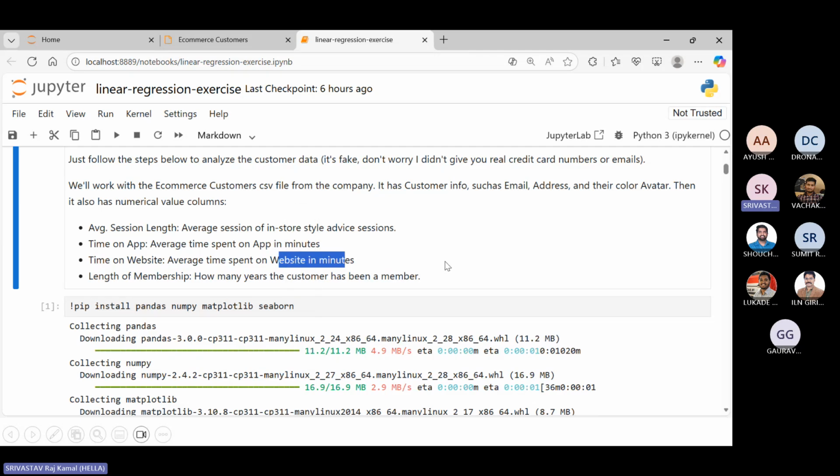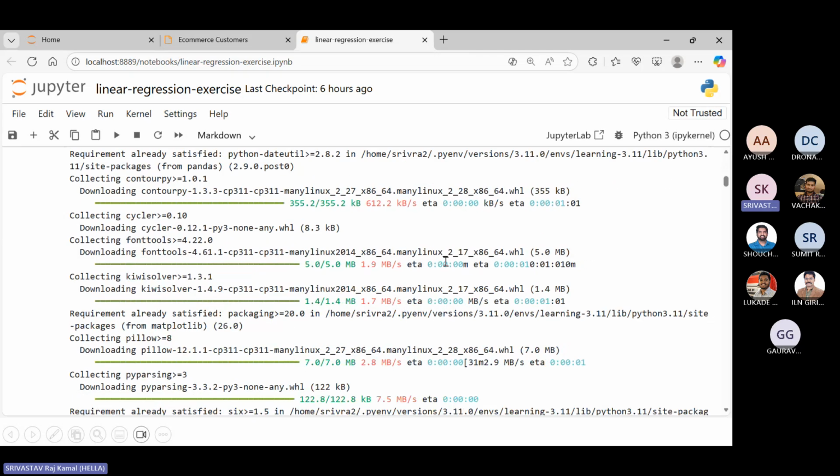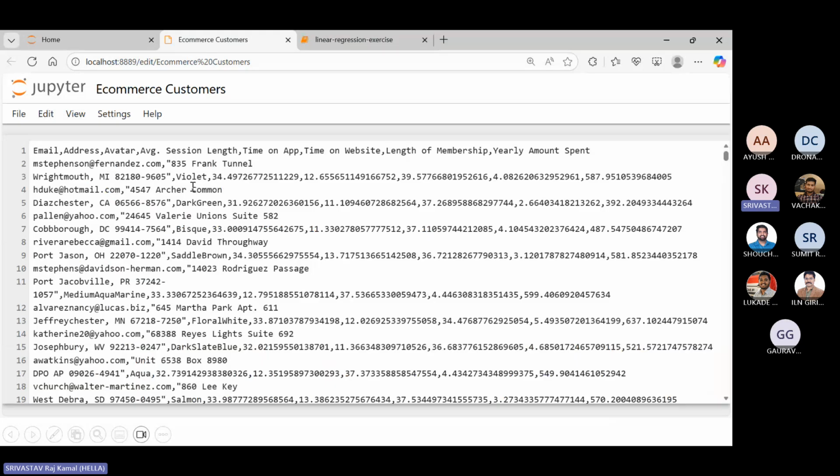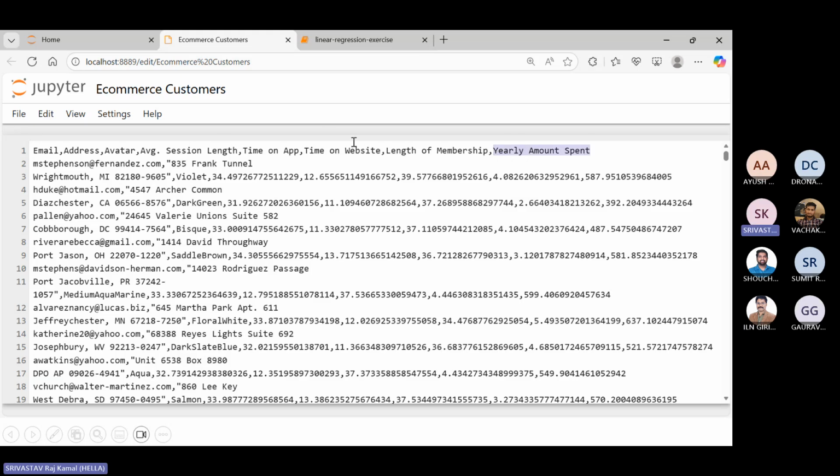Based on that, we want to come up with a problem case here, right? This is what we're going to work on. The data looks like this: email address, their avatar, their average session, time on app, time on website, length of membership, and yearly amount spent. This is my Y column. So basically, I want to see who spent more.